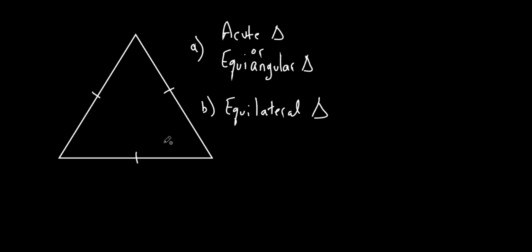It's equilateral because all 3 sides are equal. It's equiangular because all 3 angles are equal. Do you remember talking about that? If these 3 sides are equal, then the 3 angles are going to be equal to each other, even though they didn't tell you. All right, but you know they are because the 3 sides are equal.